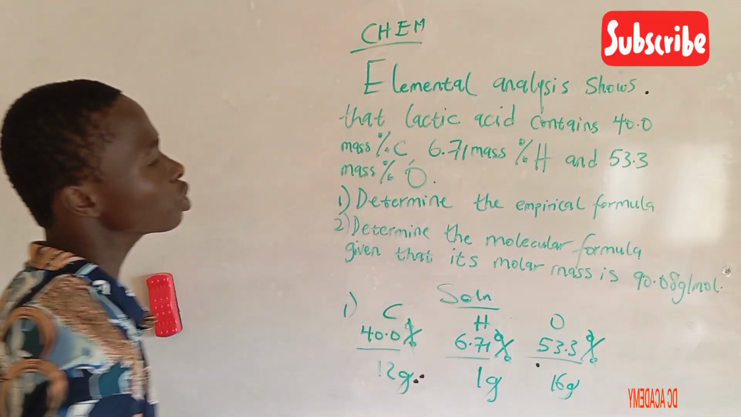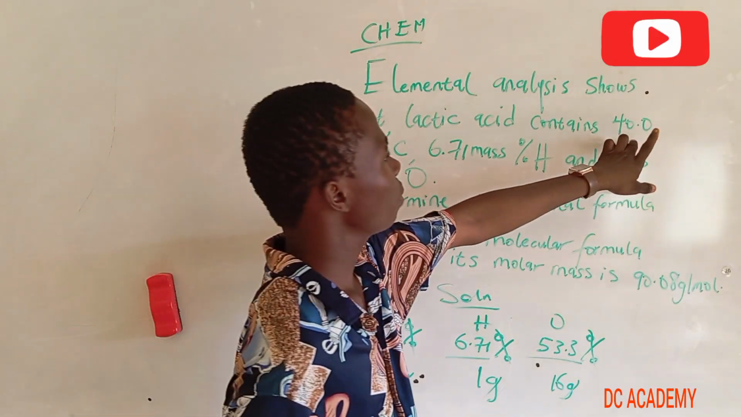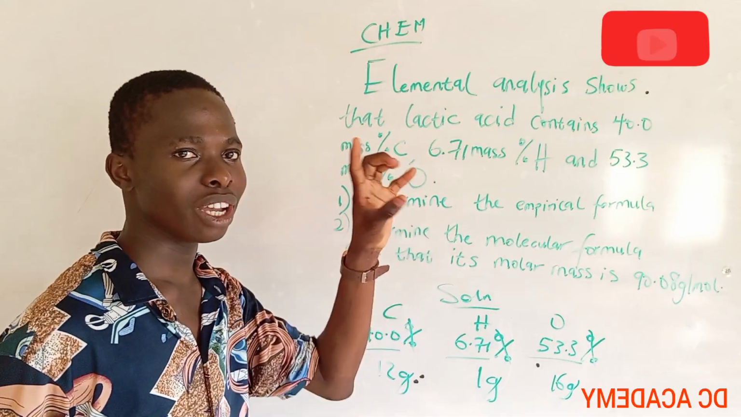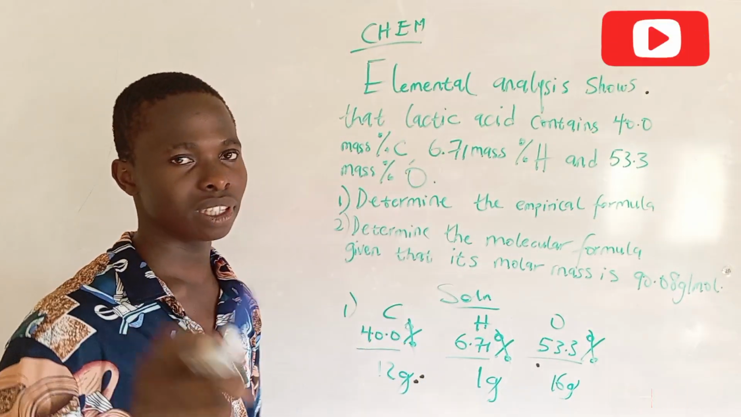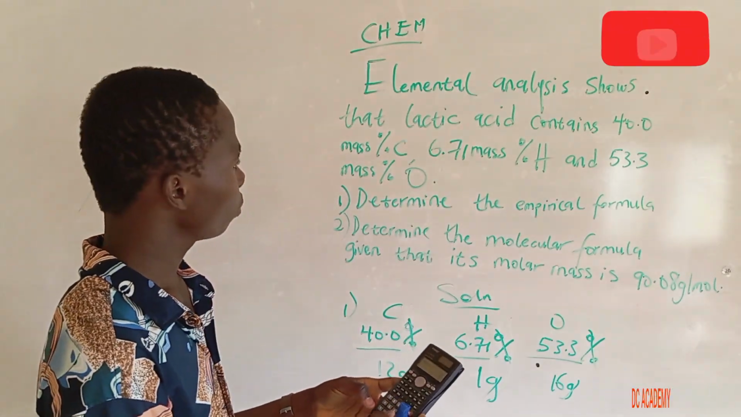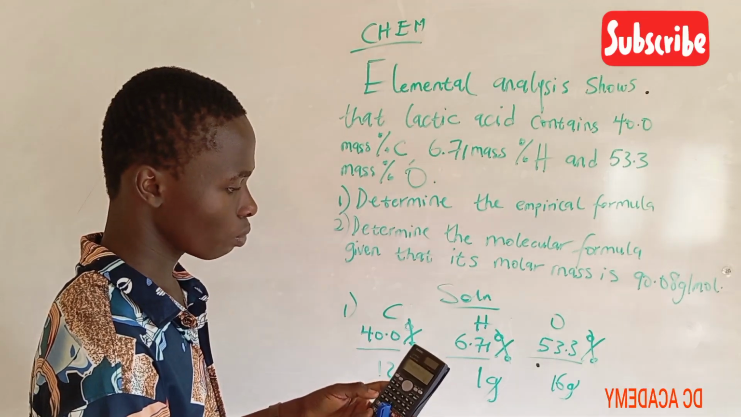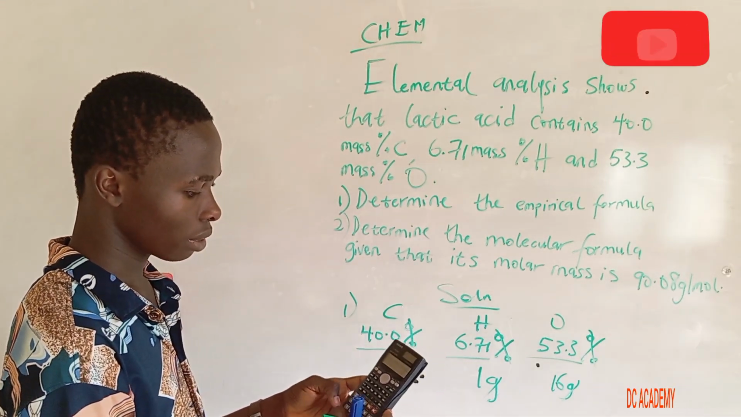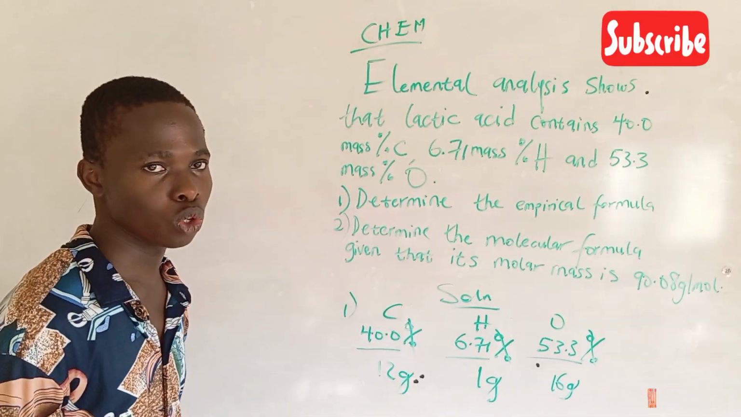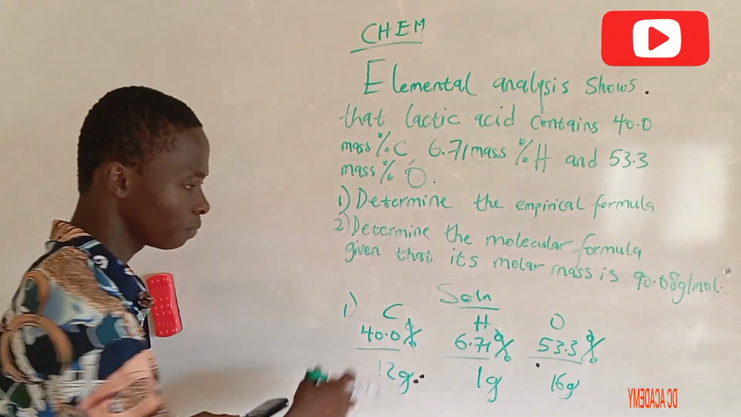Now, in an equation like this, it has to do with the mass percent. When you sum all the elements, the mass of all the elements, you have a total of 100%, since we are dealing with mass percent. Now, 40.0 plus 6.71 plus 53.3, we have a total of 100.01. So we have a total of 100% actually, and it's true. Now we divide.